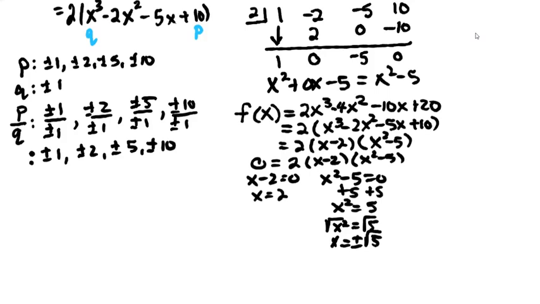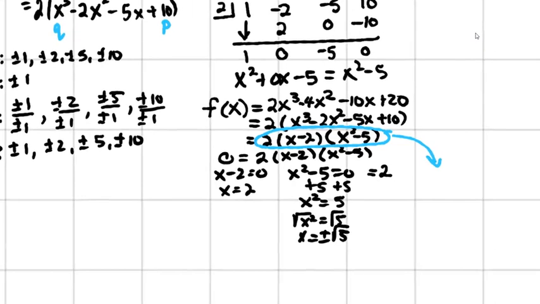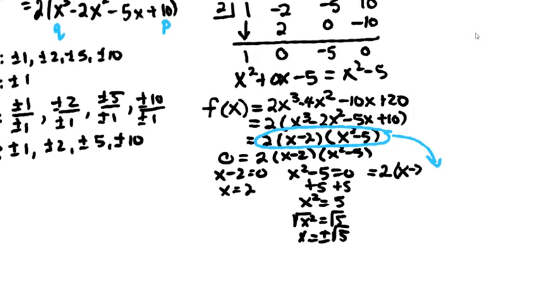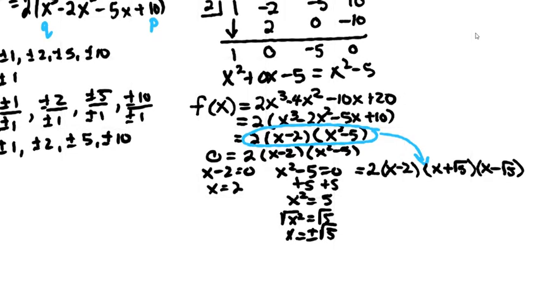And what I'd like to do is to continue to factor this polynomial one more time, now that we know the other two zeros. So we can write this polynomial as 2 times x minus 2 times x plus square root of 5 times x minus square root of 5. And so we have now identified all of the zeros and have factored that polynomial completely.